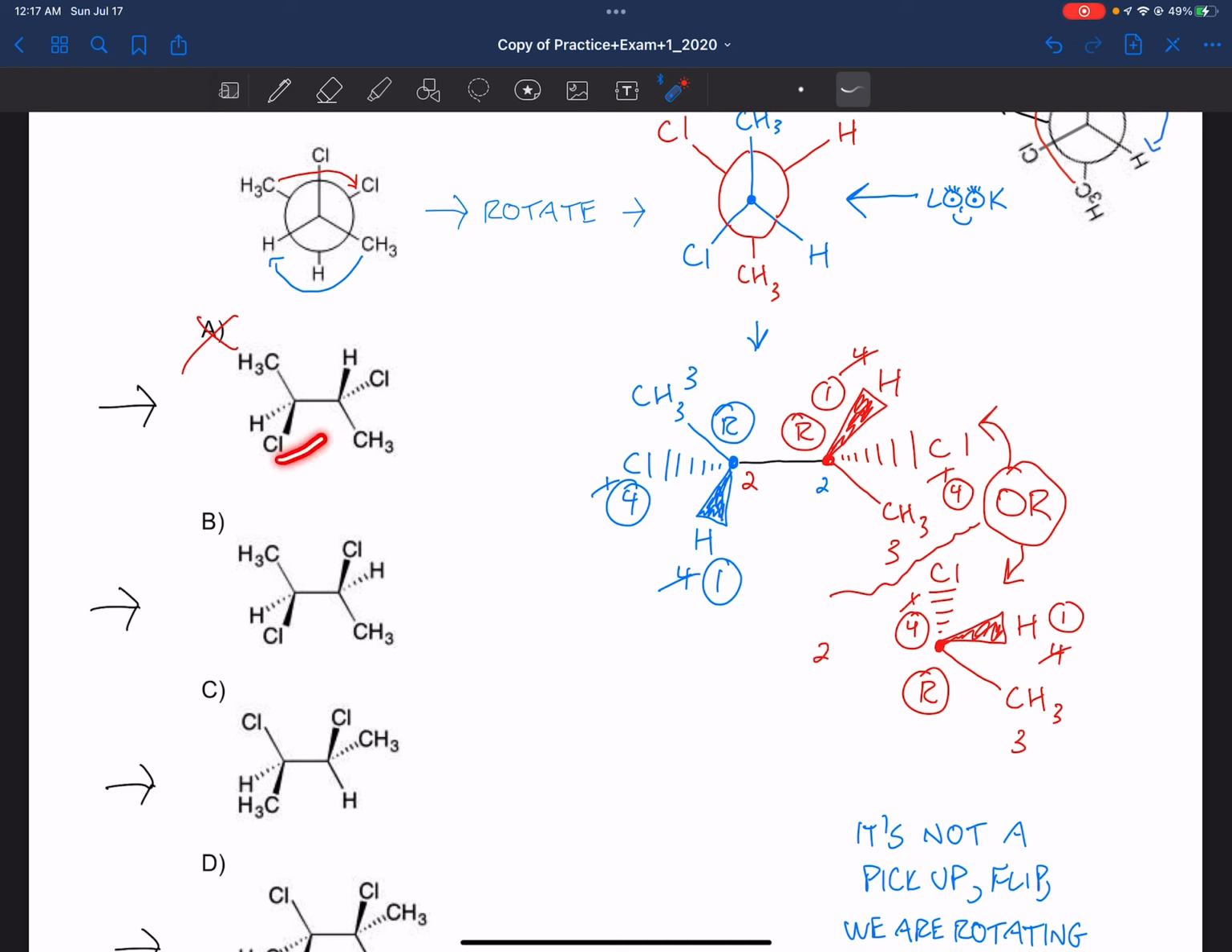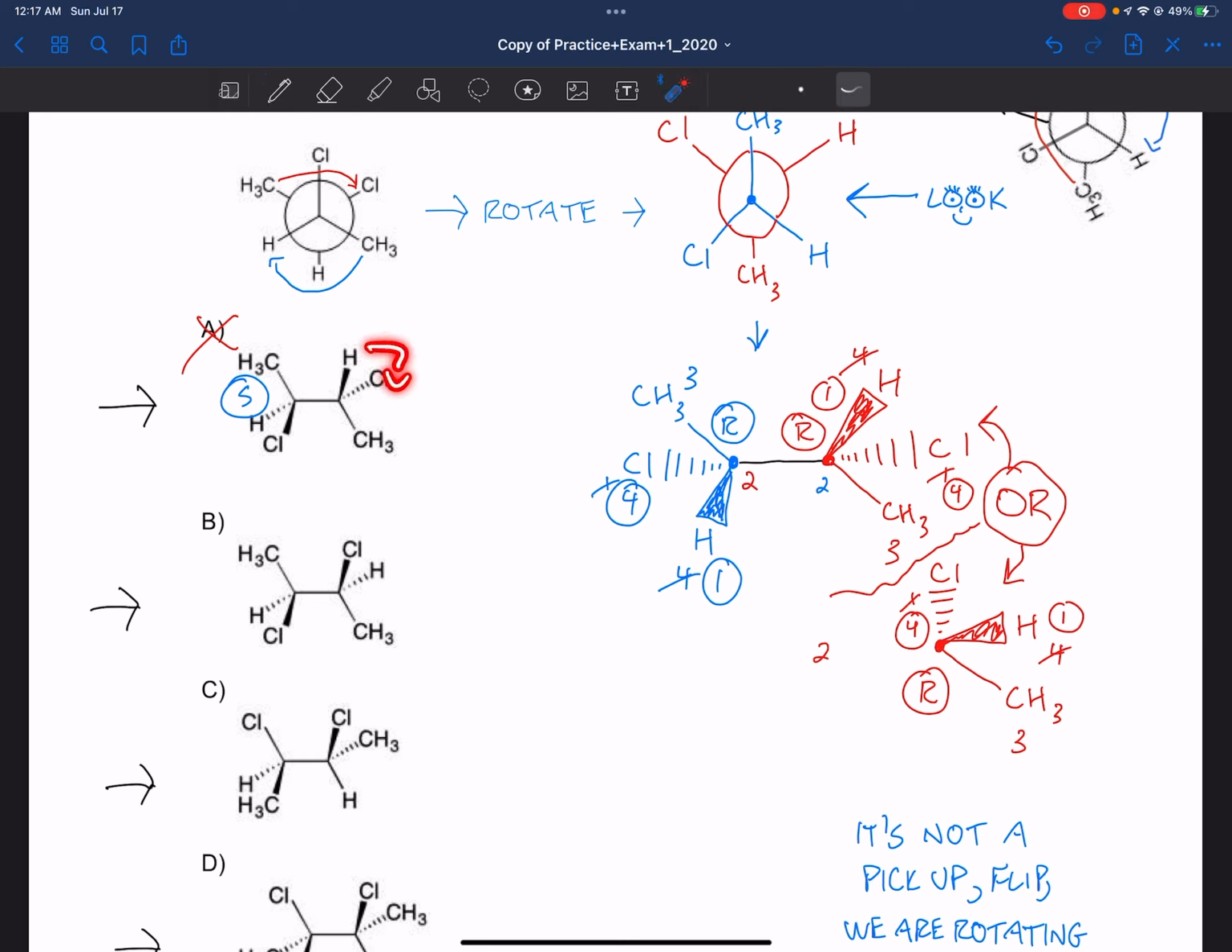So we can go from 1 to 2 to 3. We know we're going to the left. That is going to be an S formation. So we no longer actually need to focus on A, but just for the heck of it, let's do the same thing on this side.